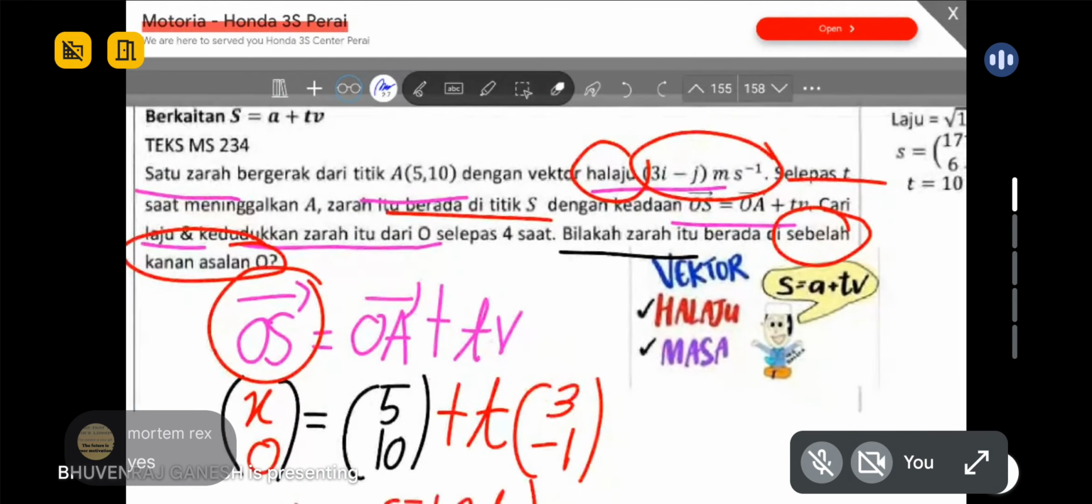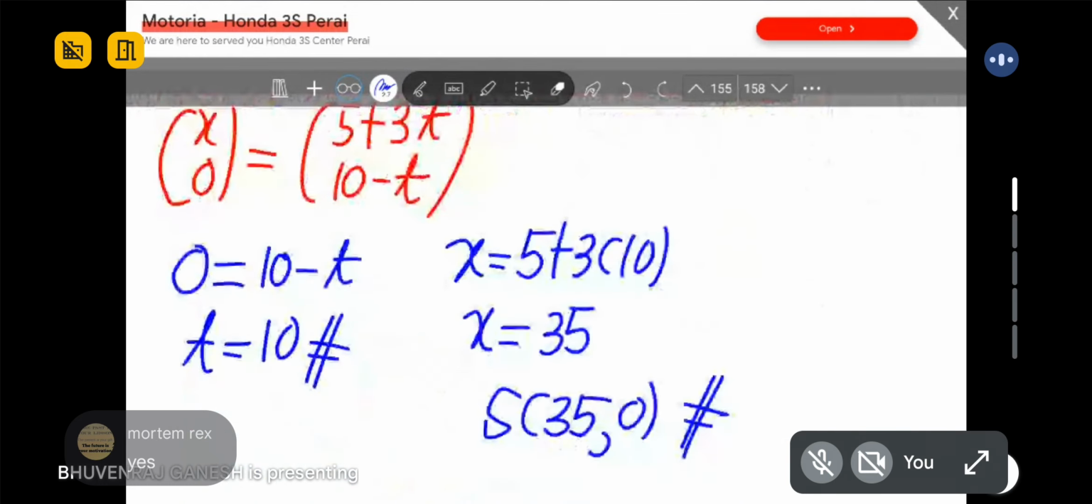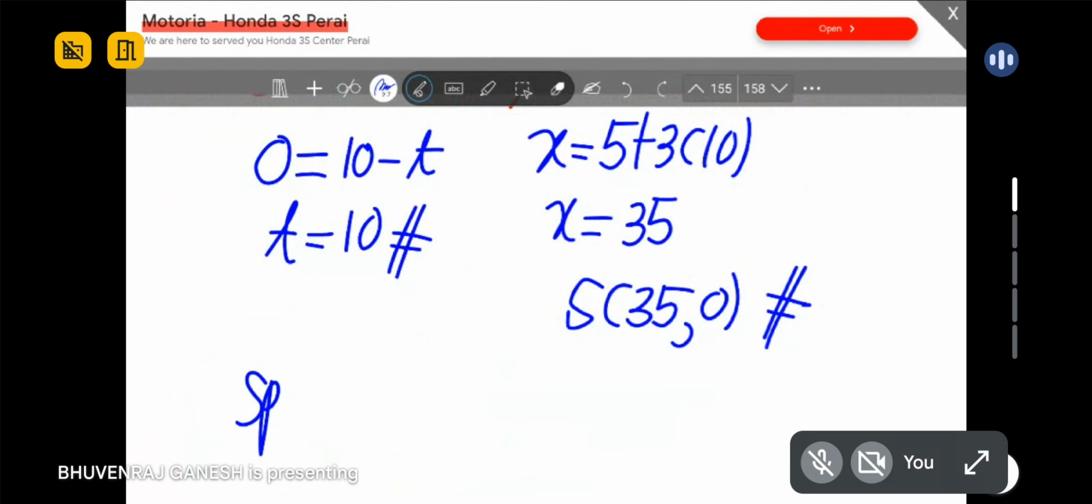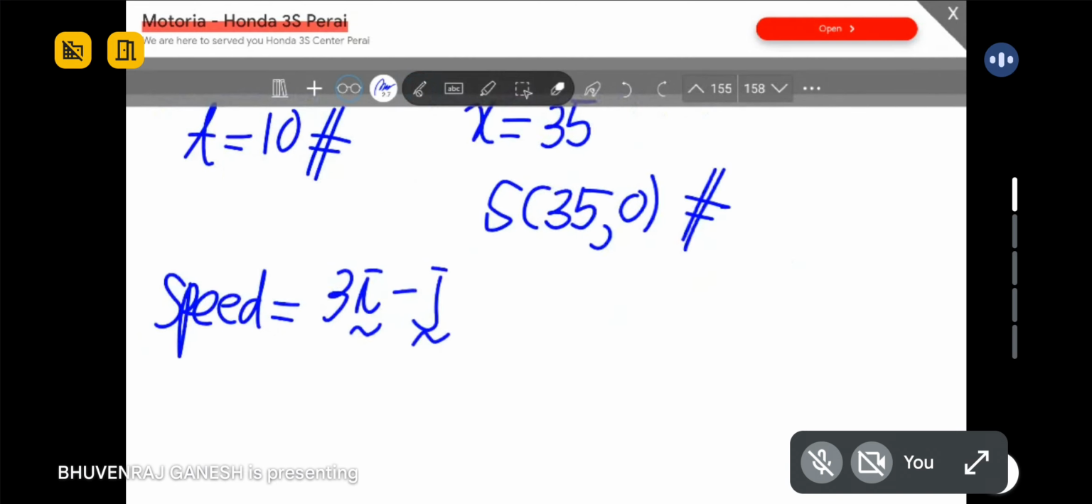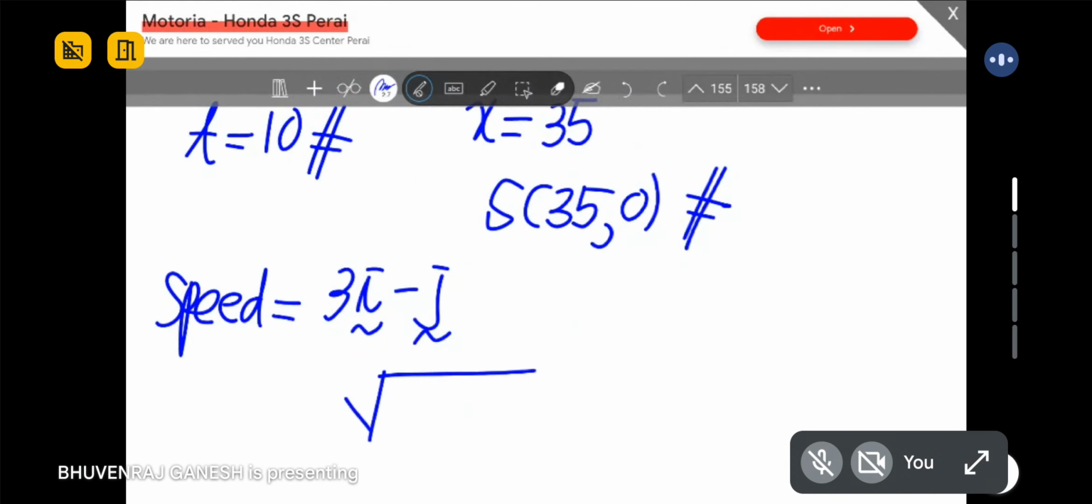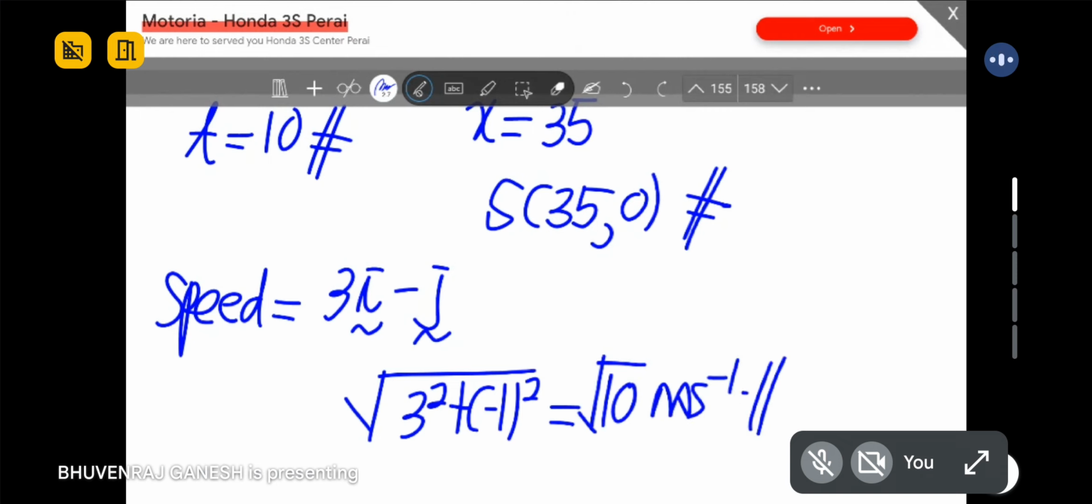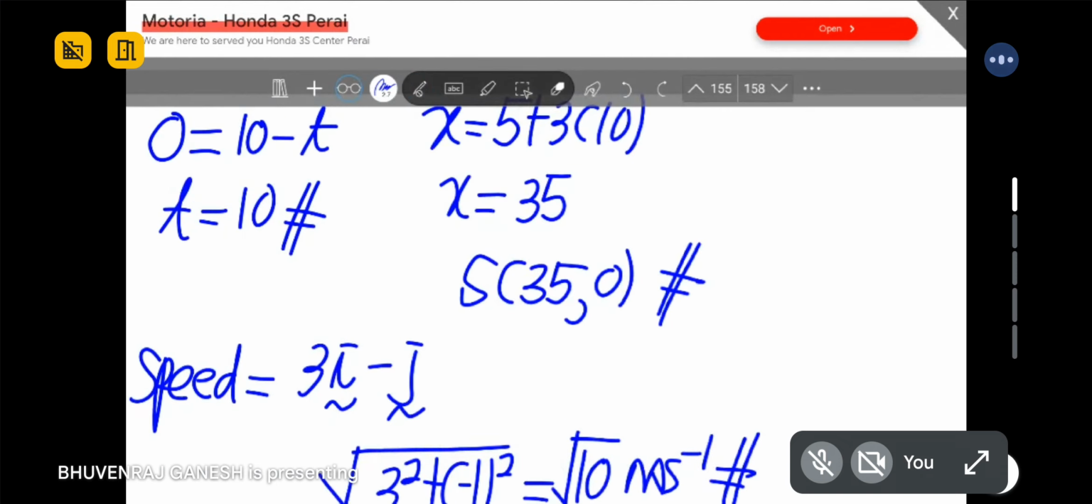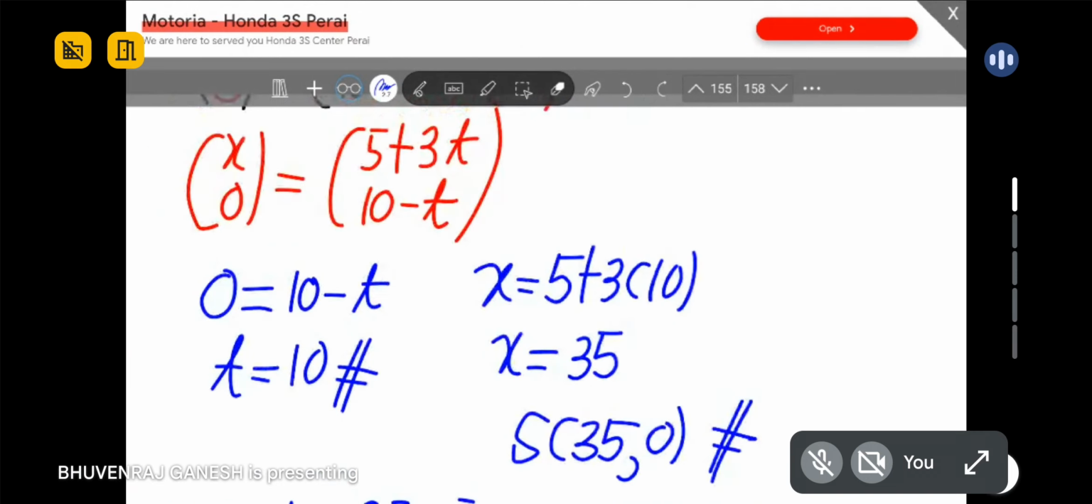Okay, so they ask you cari laju. Find the speed. Speed is actually, you just find the magnitude. Speed is 3i minus j, right? So how to find magnitude, guys? You use the formula lah. 3 squared plus negative 1 squared. So your value is square root 10. This is your speed, guys. Laju. Are you clear? So that is the first part of the question lah.